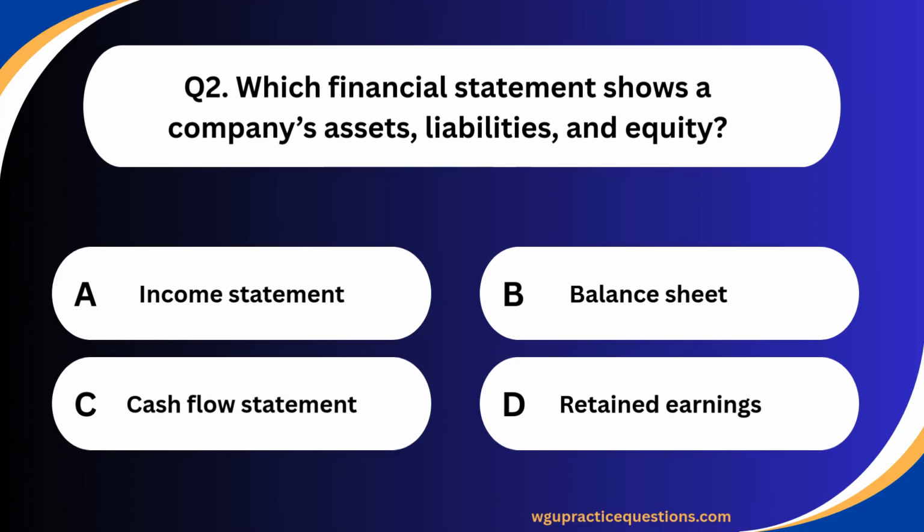Question 2. Which financial statement shows a company's assets, liabilities, and equity? A. Income statement. B. Balance sheet. C. Cash flow statement. D. Retained earnings. Which one is the correct answer?